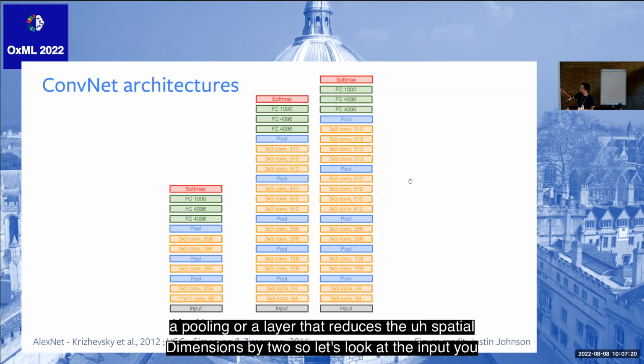So let's look at the input. You have input, then you have a 3 by 3 conv producing 64 channels. And then you do that twice, then you have a pooling layer. And then you can see that the number of channels has gone up to 128. So every single time that you see a pooling layer, you'll see that the number of channels is doubling. Essentially, that's the way it continues.